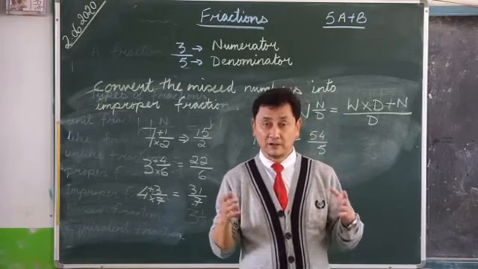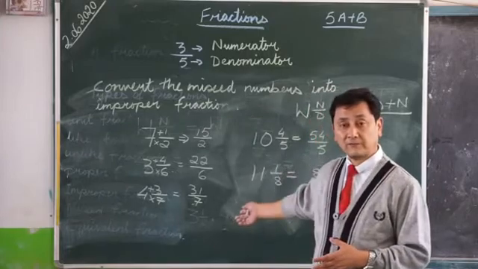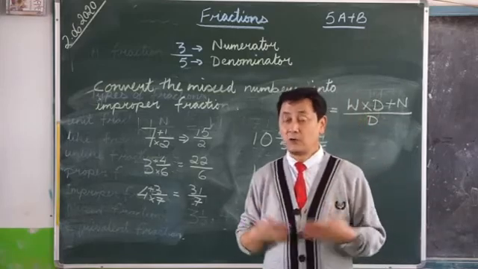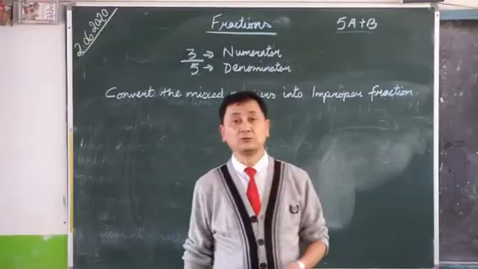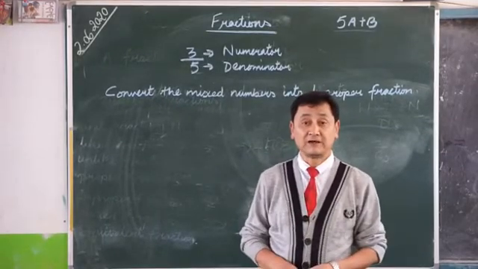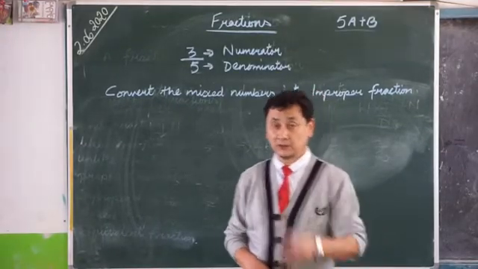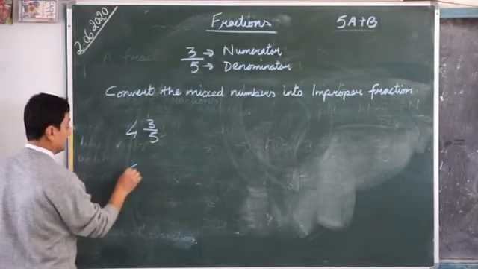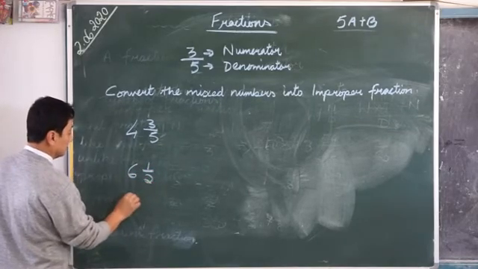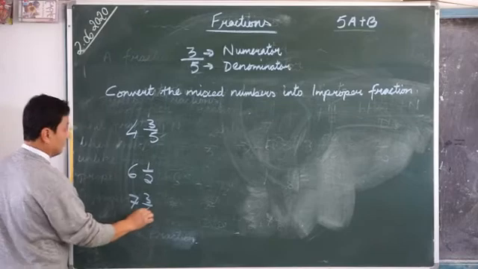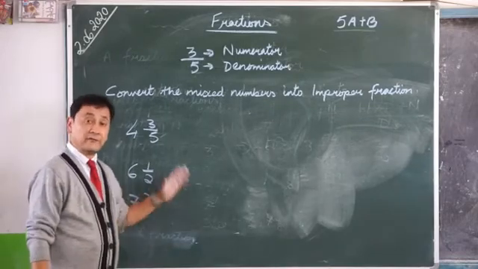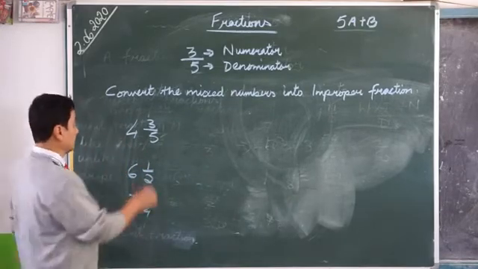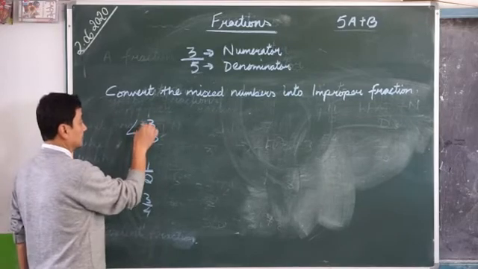So I hope we have learned how to convert these mixed numbers into improper fractions. I have also taught you what are the different types of fractions. I'll tell you how you have to do the self-assessment test. Okay? So let me show you. 4, 3 upon 5. 6, 1 upon 2. 7, 3 upon 4. Okay? So I'm going to do three mixed numbers, and in your books you must do like this.